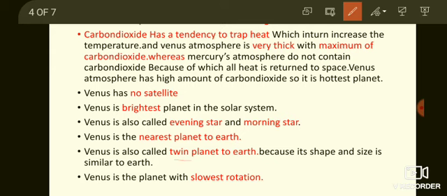Venus is the planet with the slowest rotation. Venus is the planet which spins very slowly.